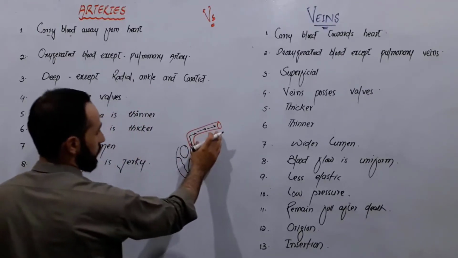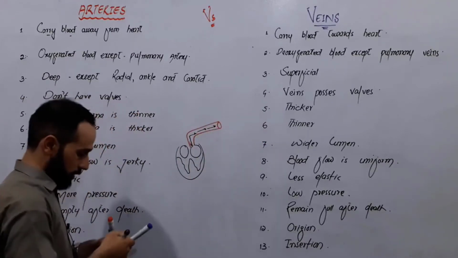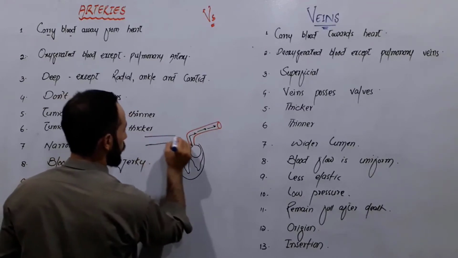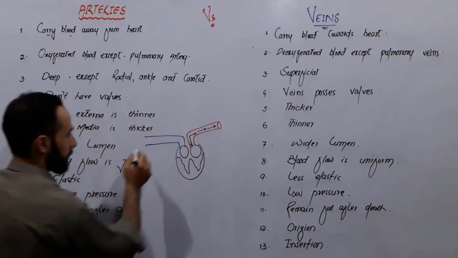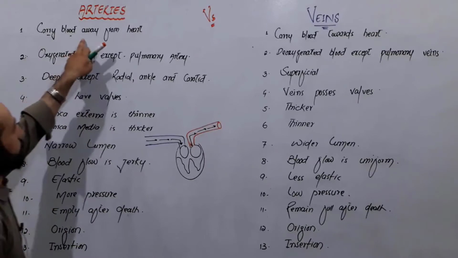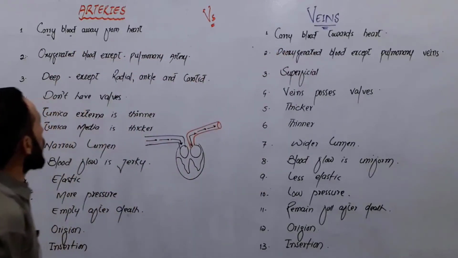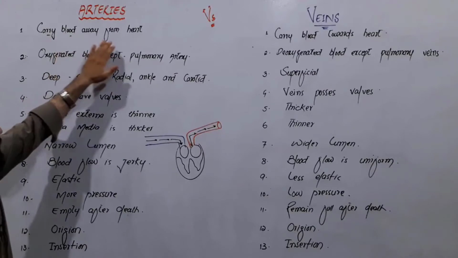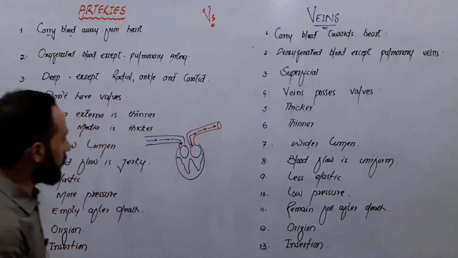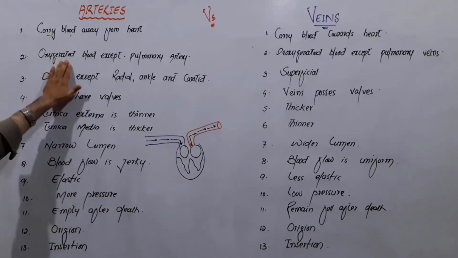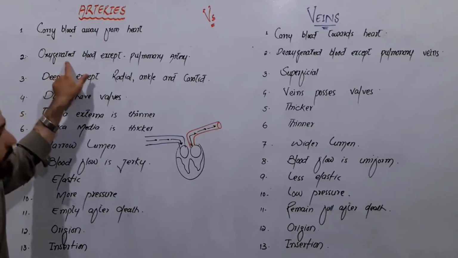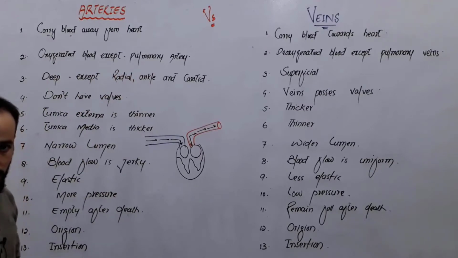So we say that arteries are those blood vessels which carry the blood away from the heart, and veins are those blood vessels which bring the blood towards the heart, generally speaking, right? This was the first point that we should know about them. Arteries carry the blood away from the heart, and veins carry the blood towards the heart. Next important point about arteries and veins, that arteries contain oxygenated blood except pulmonary artery.